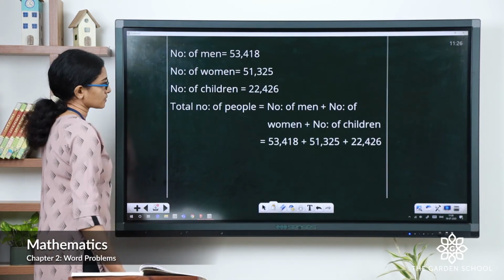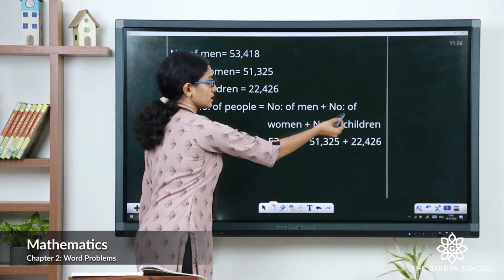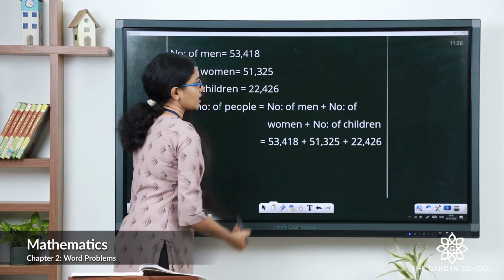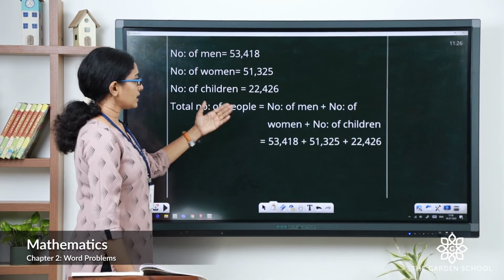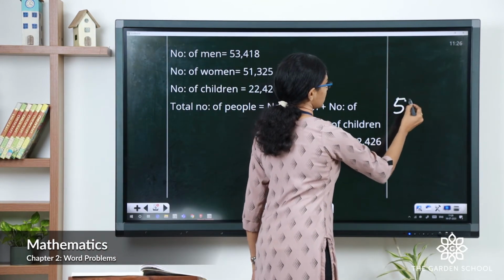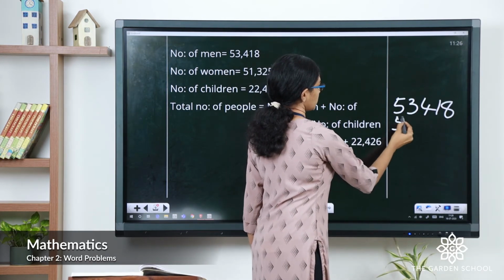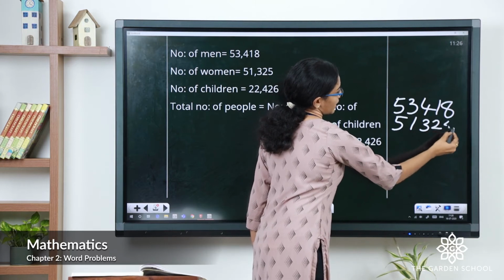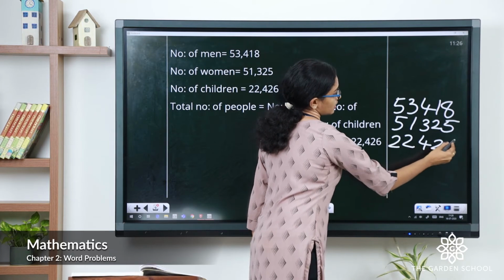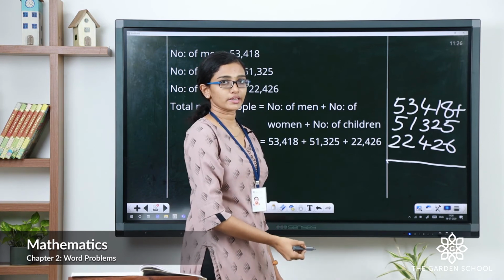So let's see the steps. The total number of people equal to number of men plus number of women plus number of children. Let's substitute the numbers provided in the question, and now let's add up these numbers in the working column. It is 53,418 plus 51,325 plus 22,426.